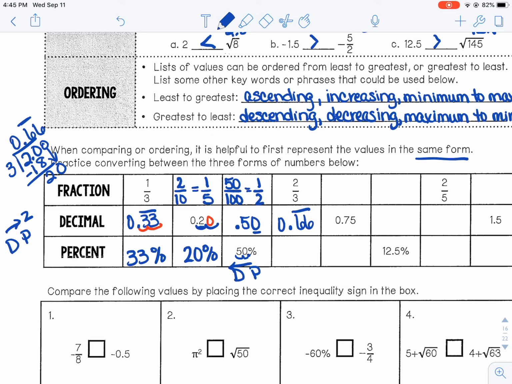In percent form, I'm going to move that decimal over twice, and that's going to be about 66. And I'm going to go ahead and put the repeating decimal out there, 66.6 repeating, or if I round it, around 67%.